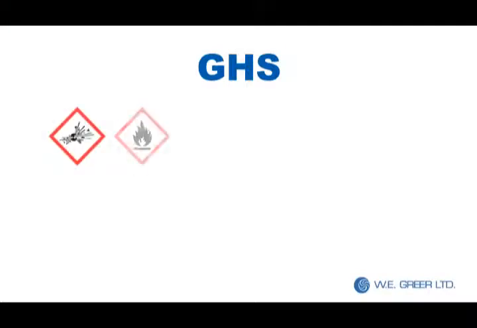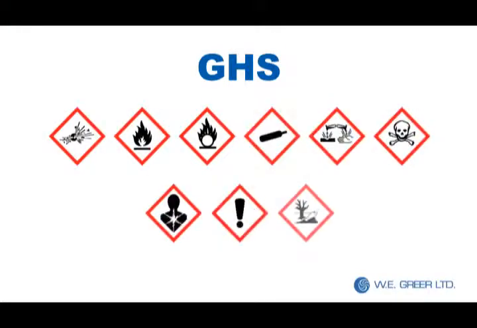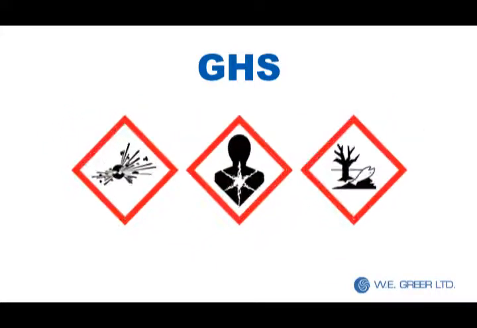So what are the new GHS symbols and what do they mean? The new symbols are easily recognized. They have symbols that are somewhat similar to the old WHMIS symbols, with some minor changes, and they are encased in a red diamond border on a white background. There are also several new symbols introduced by the GHS system, including the health hazard, the exploding bomb, and the environmental hazard.